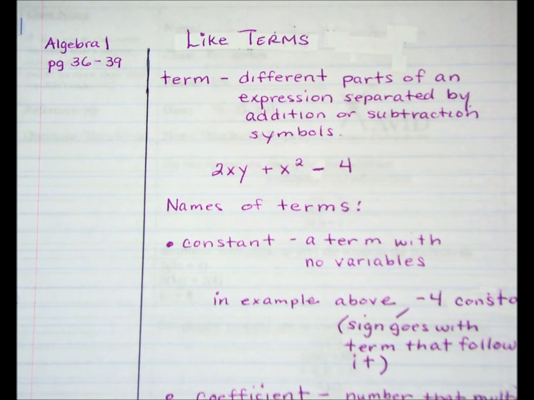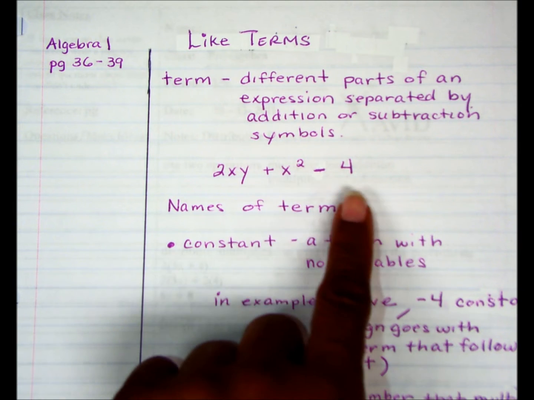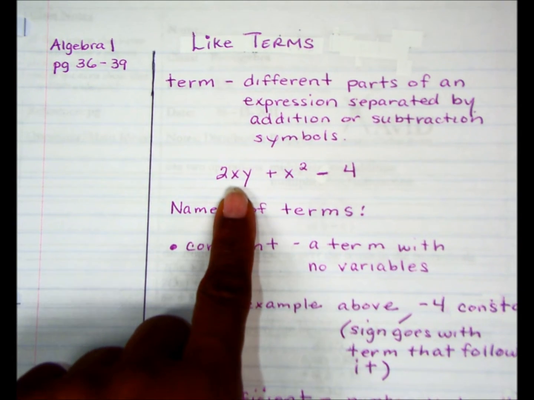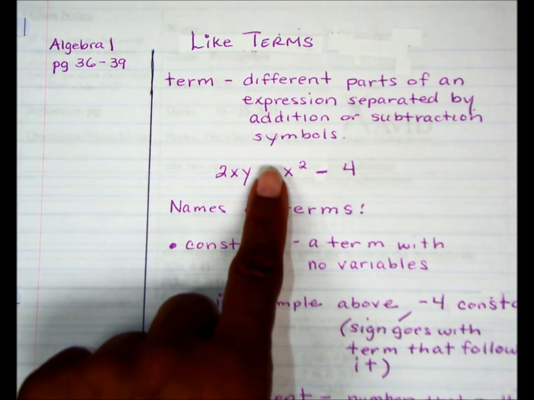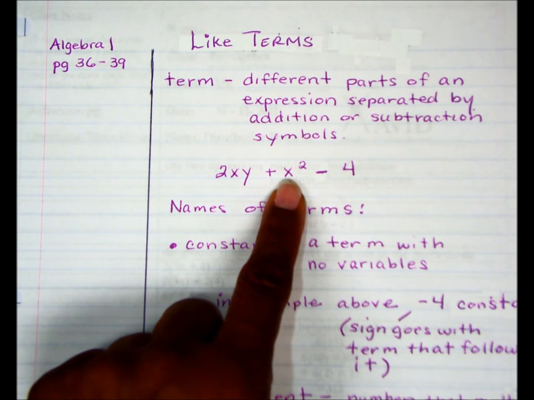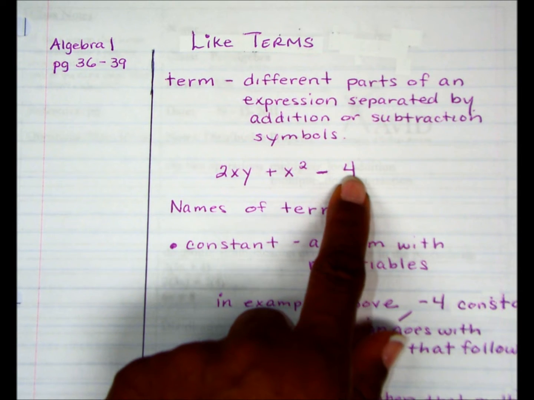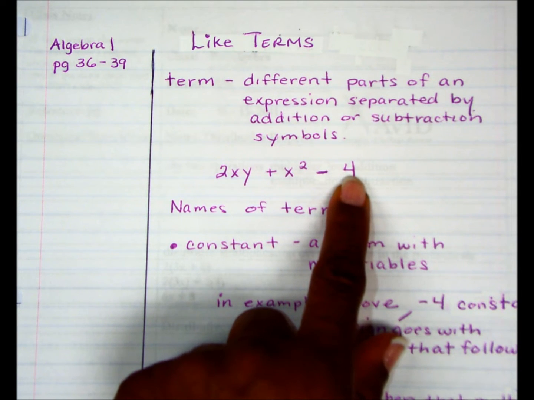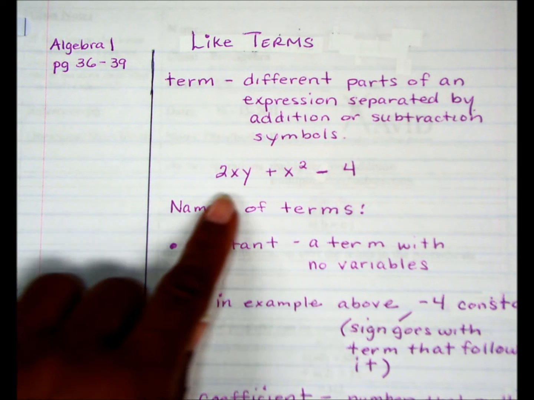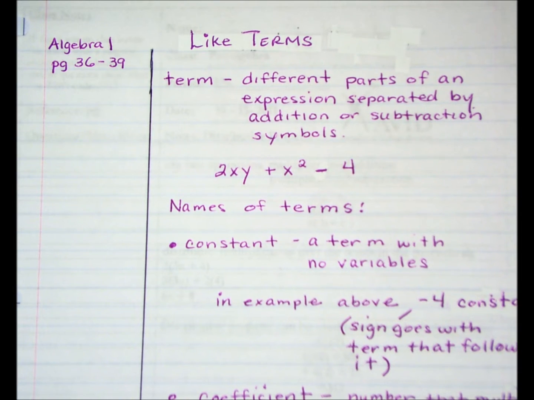A term is different parts of an expression separated by an addition or a subtraction symbol. So if you look here, we have three terms. We have 2xy, that's one term. Here's the plus sign, the addition sign that's going to separate it to the next term, which is x squared. And then there's a subtraction sign that separates this constant, 4, and that's the third term. Each of these terms have special names, and so we're going to talk about those.